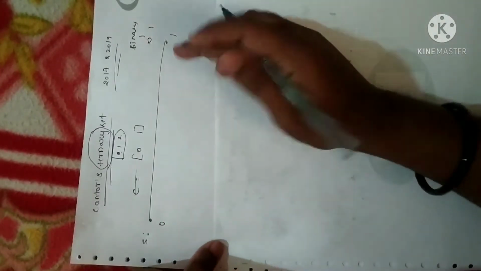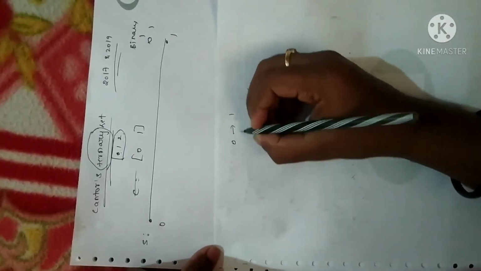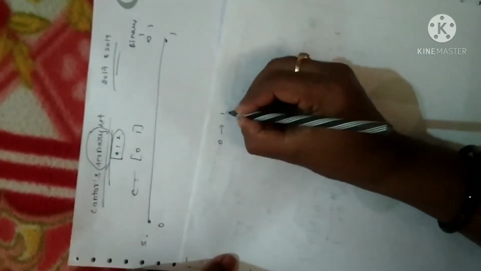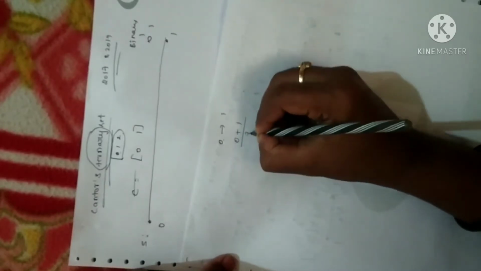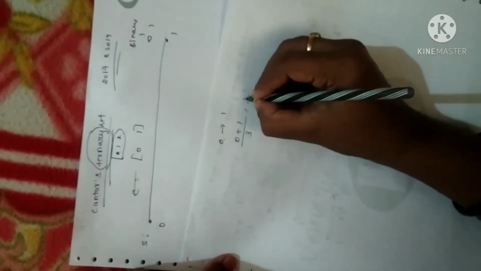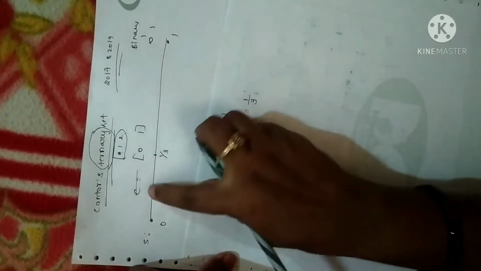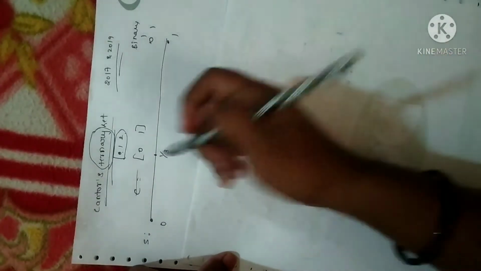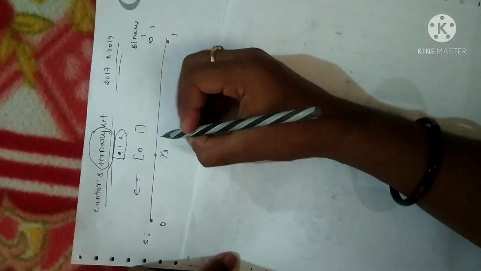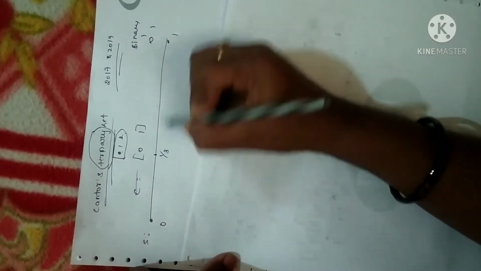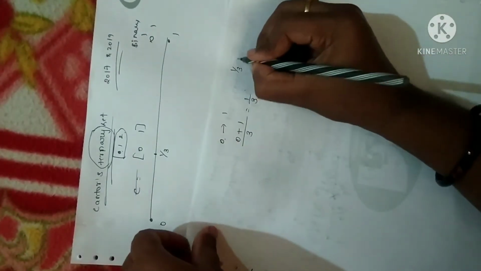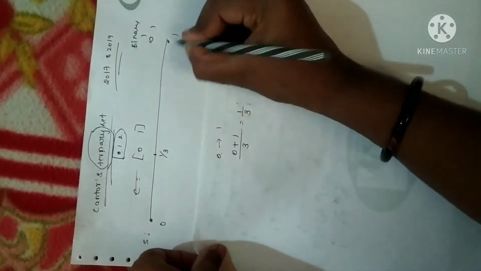Now 0 to 1 I have to divide into 3 portions, right? So I will add these two and divide by 3. So I'll get 1 by 3. So I mark here. I have divided it into 2 now. Again I have to divide it into 3 portions, so now I am dividing 1 by 3 and 1, these two, into 2 parts, so that I'll get the entire 3 portions.